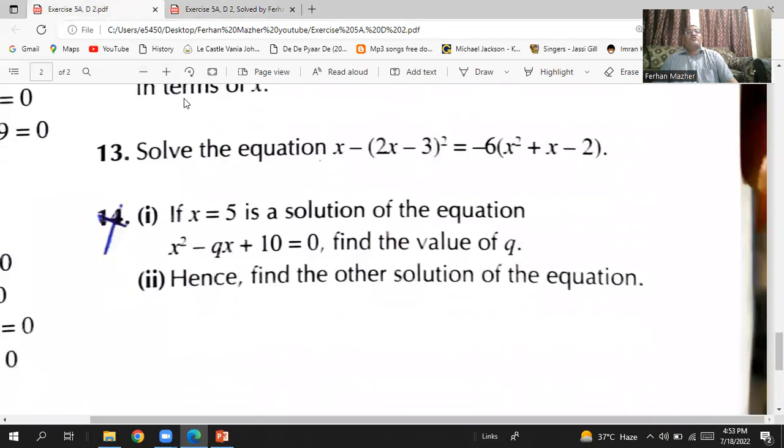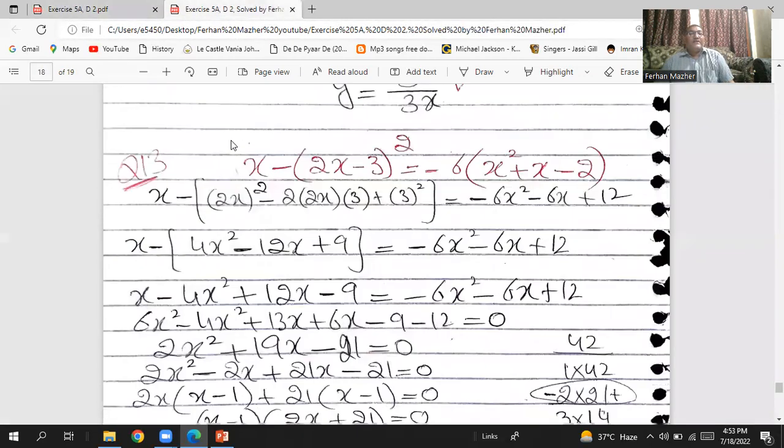Okay. So question number 13, here he says solve the equation (x minus (2x minus 3)²) equals -6(x² plus x minus 2). So what I will do, I will open this. So x minus, and then we'll put a square bracket, and then I will open that (2x minus 3) whole square. So it will become 4x² minus 2 into 2x into 3 plus 3², square bracket close, equals -6x² minus 6x plus 12.